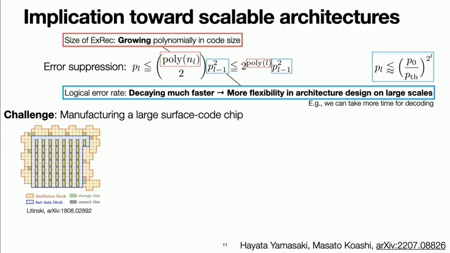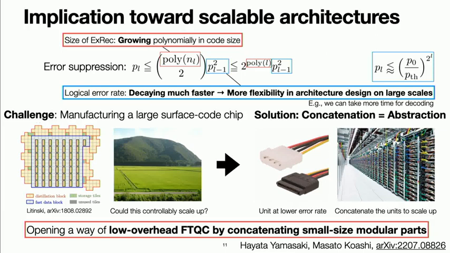Indeed, one challenge in using LDPC code is the manufacture of the large surface code chip with a precise full control of all the qubits on the chip. Here I show one proposal of the layout of the chip, but to achieve meaningful, useful fault-tolerant quantum computation, we may need millions of qubits or billions of qubits in practice. One may reason that we may need a very large chip, as large as a stadium or some very big rice field, in the worst case, you may wonder. And the question here is, how could we controllably scale up this approach?